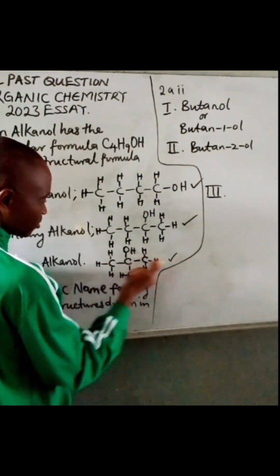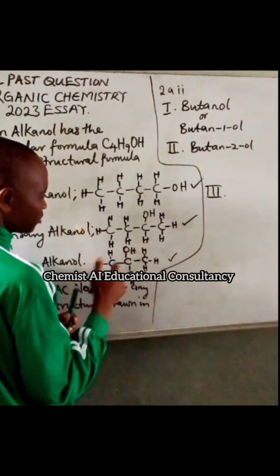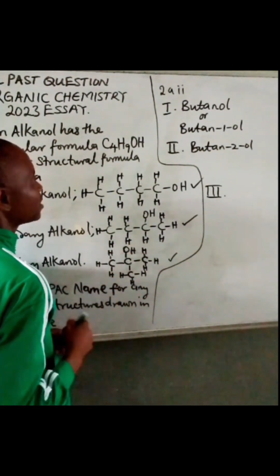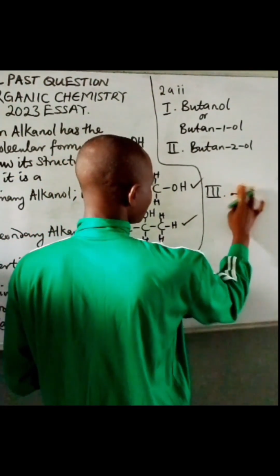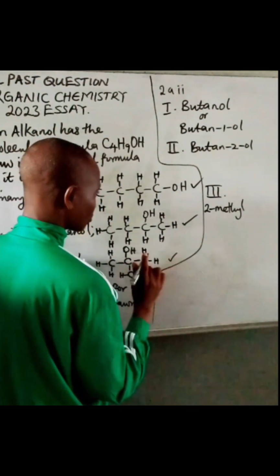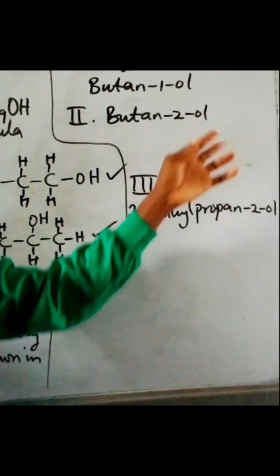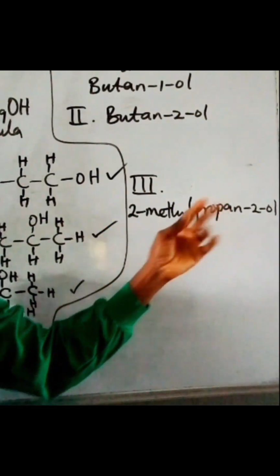And III. There are 3 carbon atoms on a structure. The OH is attached to the second carbon. And the methyl group is attached to the same second carbon. So the name is 2-methyl. Because there are 3 carbon atoms on a chain, you say propan-2-ol. So the first one is butanol, second one butan-2-ol, and third one 2-methylpropan-2-ol.